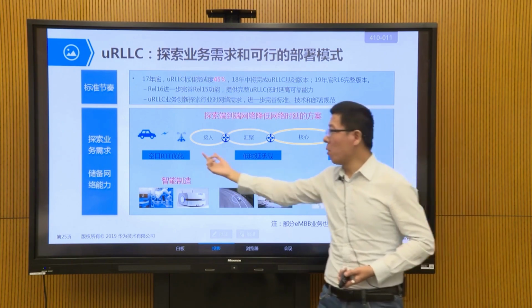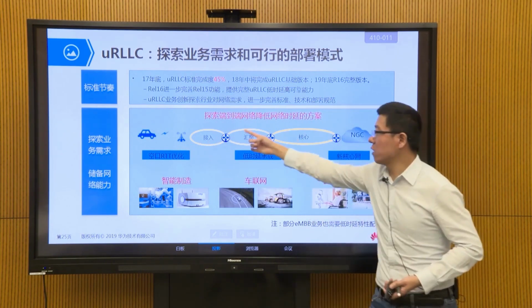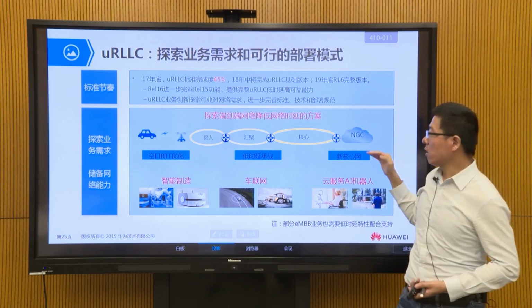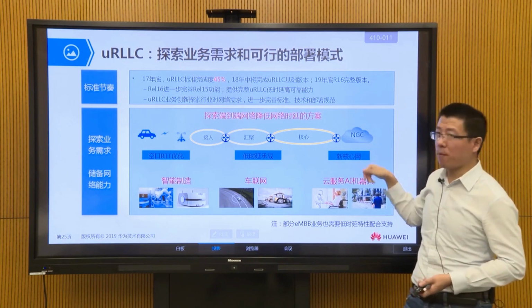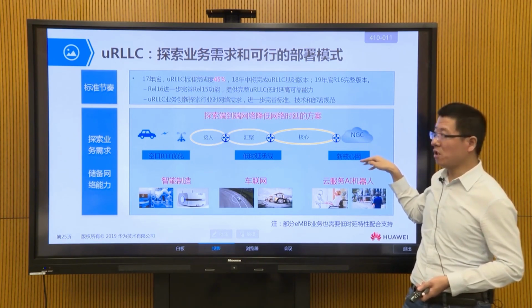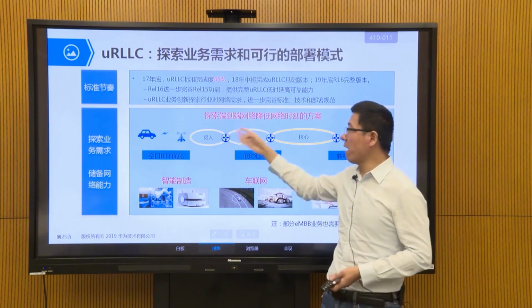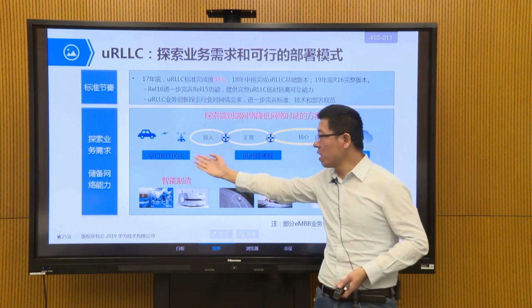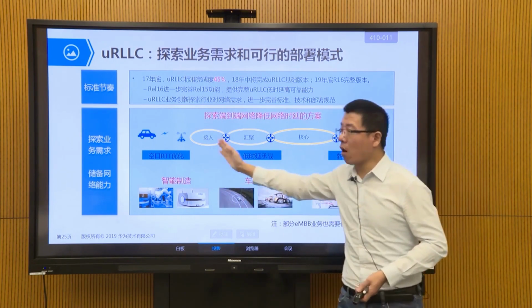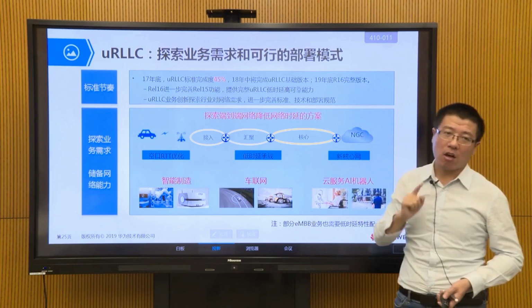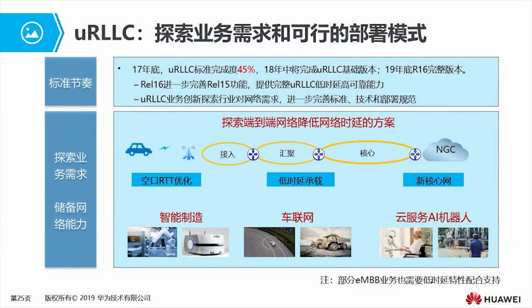But the end-to-end delay includes these three parts: our wireless side, our transmission bearer network, and our final core network. In these three modules, we have to use new technologies to reduce delay. In the core network, we need new technologies to reduce delay. In the transmission bearer network, we also need to reduce delay. In the wireless side, we also need to optimize the air interface to reduce delay. In this way, we can ensure end-to-end delay reaches a lower level to achieve our URLLC scenario.